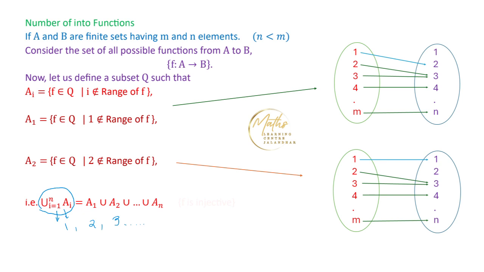If we count the cardinality of this set, the number of elements in this set, we will obtain the number of into functions. Now, to count the cardinality of this set, this is the symbol for the cardinality of the set union i equal to 1 to n of Ai. By set theory we know the formula: it is equal to the sum, i equal to 1 to n, of the cardinality of Ai.